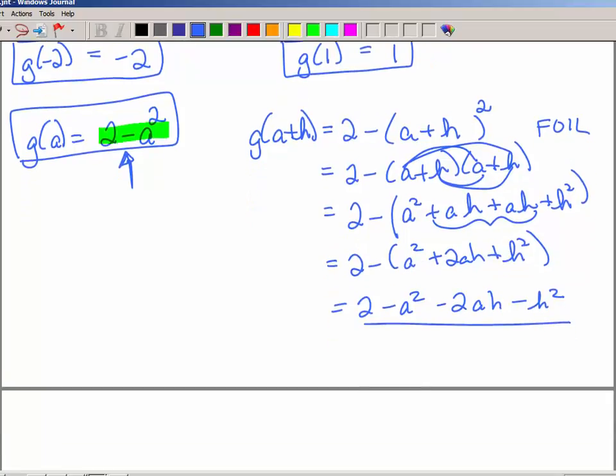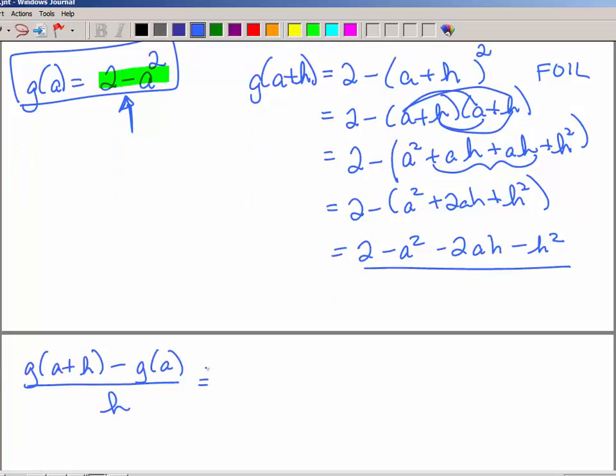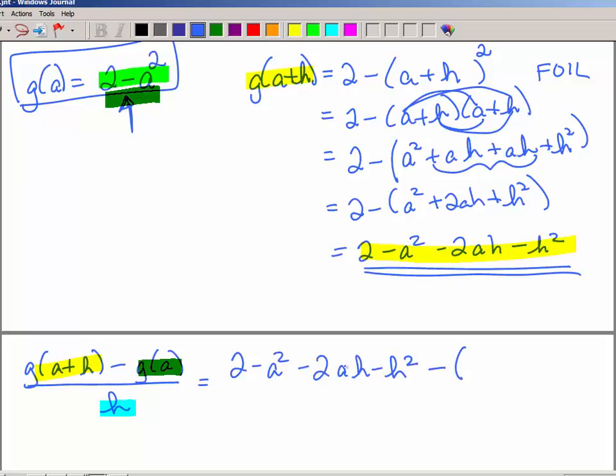So now we're going to put some of these together. Again, we want to use some of our previous work. And so I want to find g of a plus h, which is all of that. And then I want to do g of a, which is this one. And then the last thing I want to do is divide by h. So g of a plus h is everything I highlighted in yellow. Minus, very important, this minus. We want to subtract g of a, which is what I've highlighted in green. And then the last thing I want to do is divide by h.